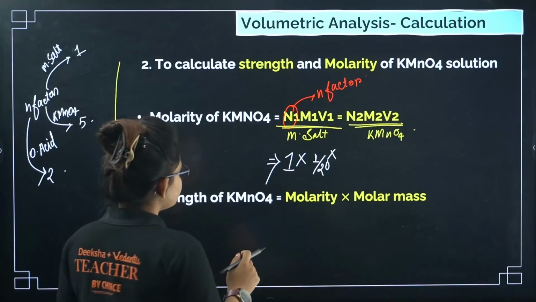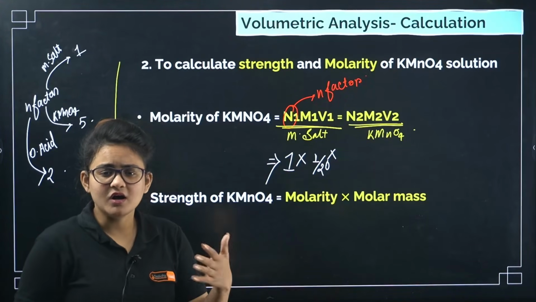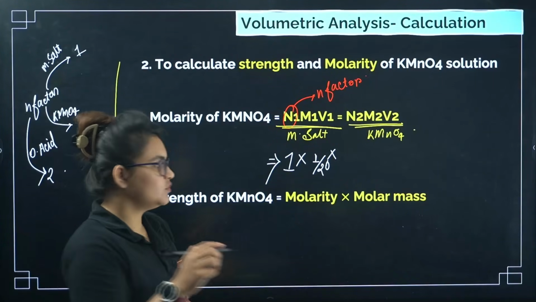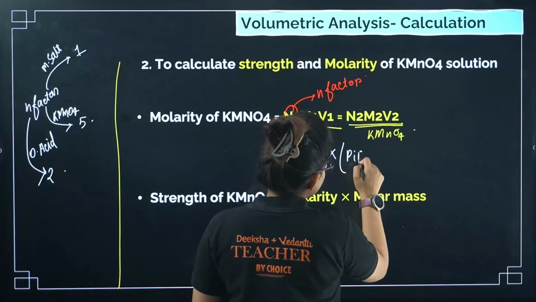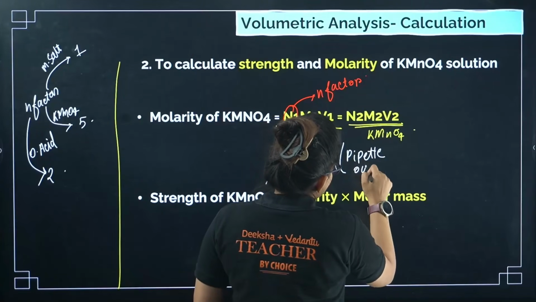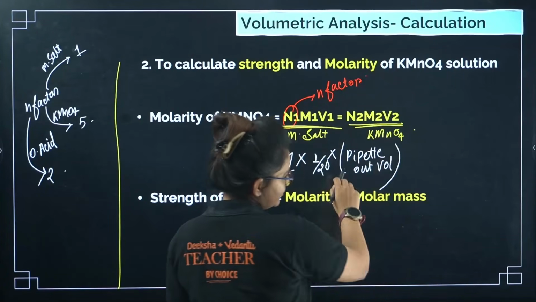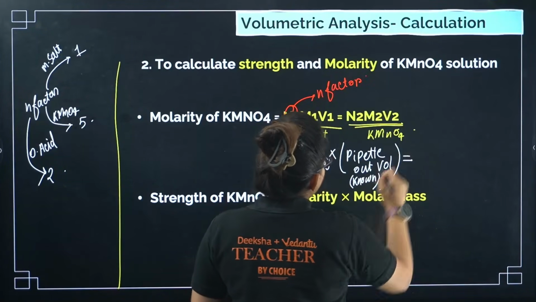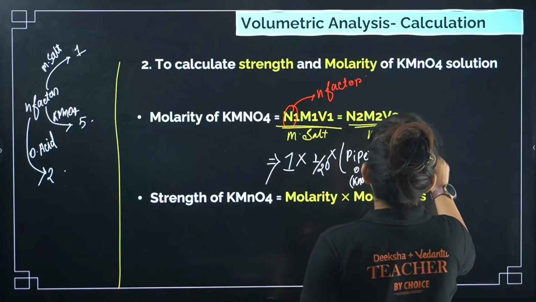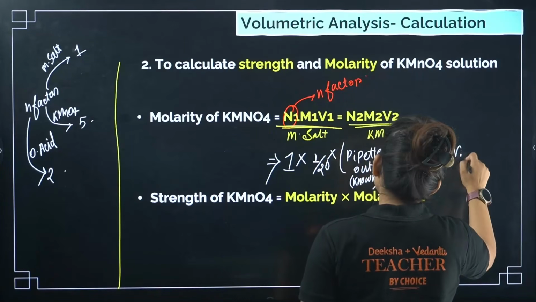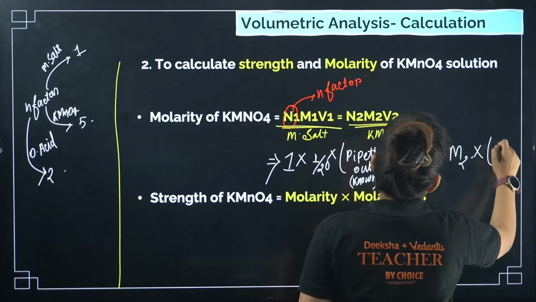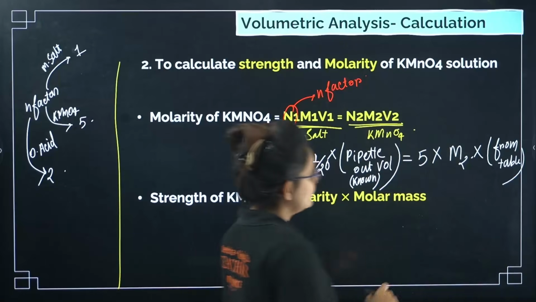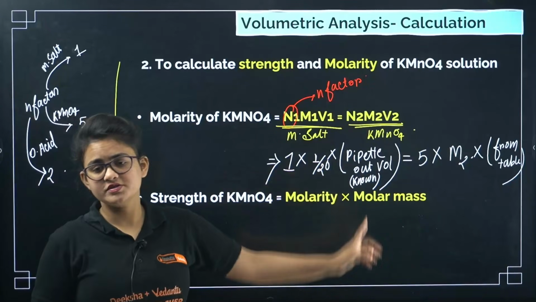Volume that you know, usually 25 ml or 10 ml, whatever the pipette volume is that you pipette out, that particular volume you have to write. That is also known, right? Now N2 is definitely for the KMnO4, that's going to be 5, into M2 which you have to calculate, and V2 from the table. So this is how you should proceed with your calculation.